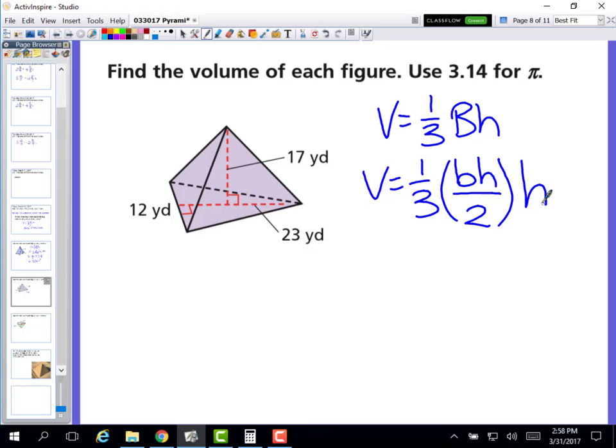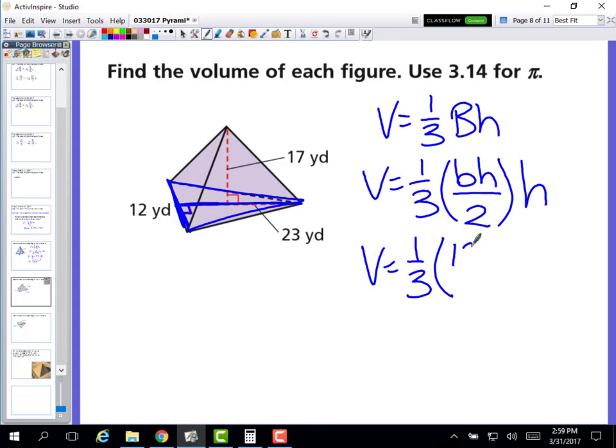So now we plug in our information. Volume is equal to 1/3. Now this base and height is going to be that of the triangle. So we highlight our triangle here. Now our base and height of the triangle are always going to be touched by a right angle. So here's our base, and here's the height of that triangle.